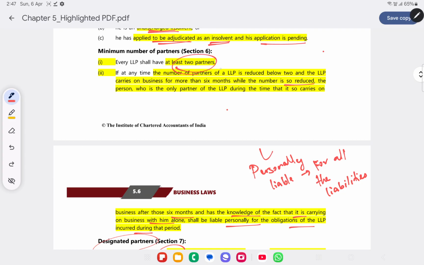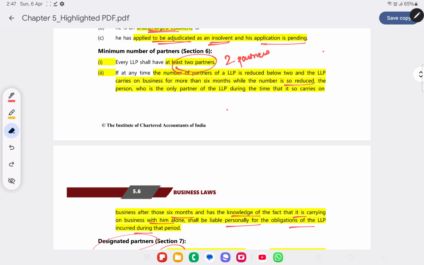Minimum number of partners: similar to a partnership firm, an LLP should have at least 2 partners. If at any time the number of partners is reduced below 2 and the LLP carries on the business for more than 6 months, then the remaining partner will be personally liable for obligations during that period. Let's take for example, there are only 2 partners in an LLP, A and B. B has left the LLP, and now only A is continuing the LLP's business. He can continue up to 6 months, but if he continues with only 1 partner after 6 months, then he will be personally liable.